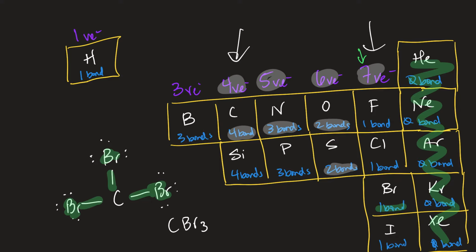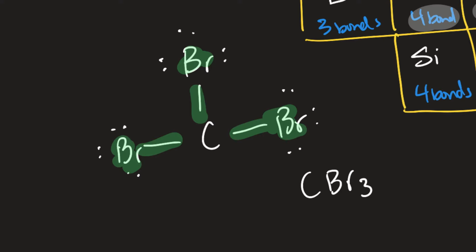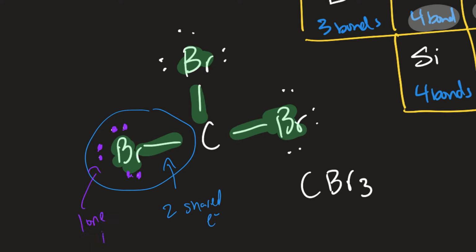Let's make a couple of things clear so we understand this picture. Every time we draw a line, this line represents 2 shared electrons. If we're talking about bromine here, we can count up how many electrons this bromine has access to. It has 1, 2, 3, 4, 5, 6 electrons on the outside; we call these lone pair electrons. So we have 3 lone pairs, which is 6 electrons. Then we count this line, which represents 2 electrons. So 2, 4, 6, 8. This bromine has access to 8 electrons.